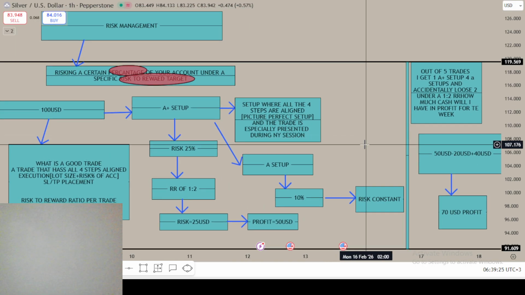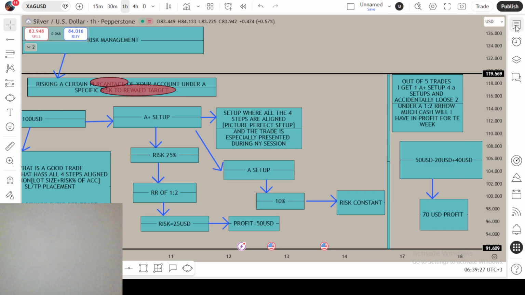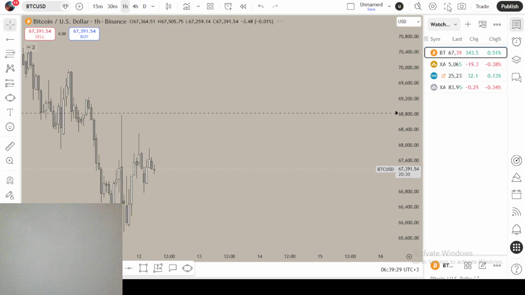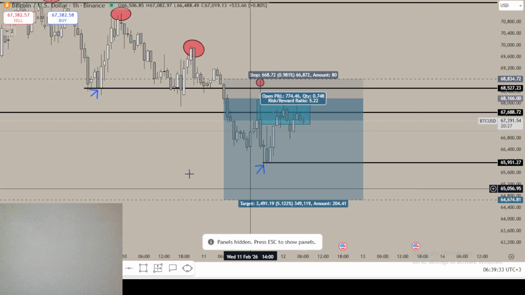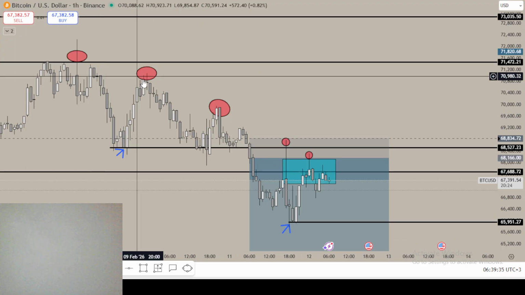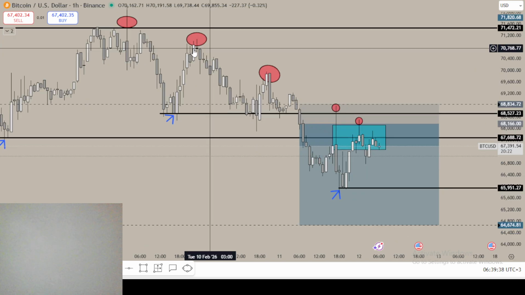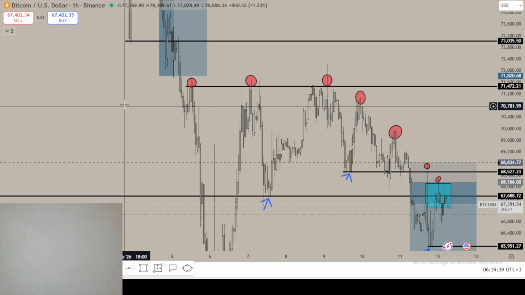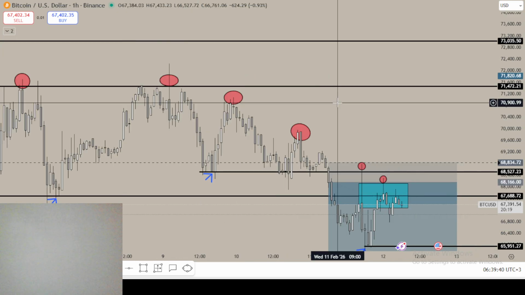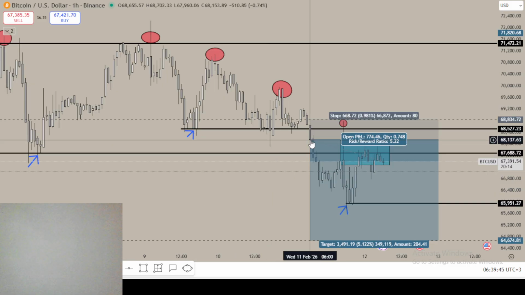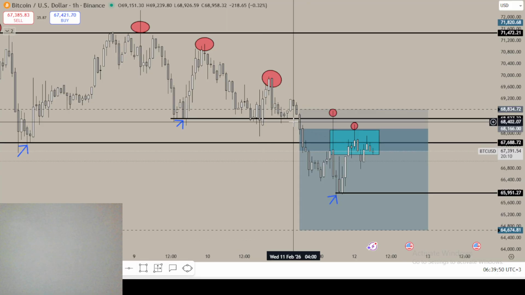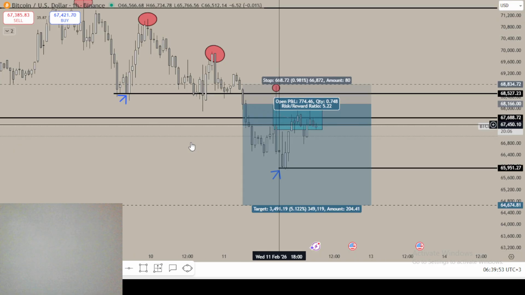An A setup is this setup. This is Bitcoin. Bitcoin has been giving us reactions from this level. It hit this level of sellers and then it started giving us levels. Then I saw a little indication and I executed sales during Asian session yesterday morning. This is an A setup, where you risk 10%.